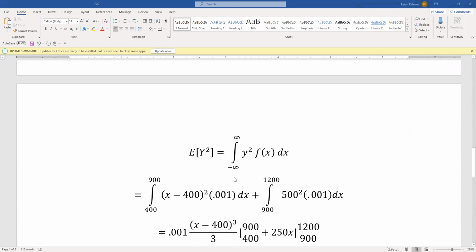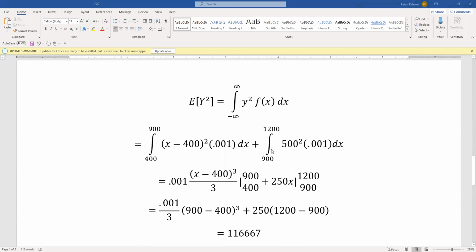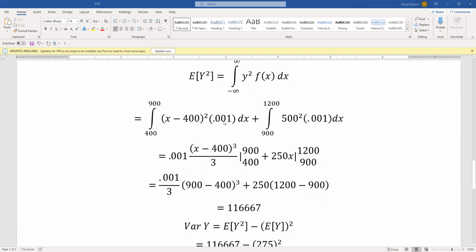Next we need E of Y squared. So the same thing. Now we integrate y squared against f of x. Again, between 400 and 900, y was x minus 400, so it'll be x minus 400 squared. F of x is 0.001. And between 900 and 1200, y was 500, so y squared will be 500 squared. Here again, you pull out the 0.001, and the integral of x minus 400 squared is x minus 400 cubed by 3. And here all this multiplies to 250.